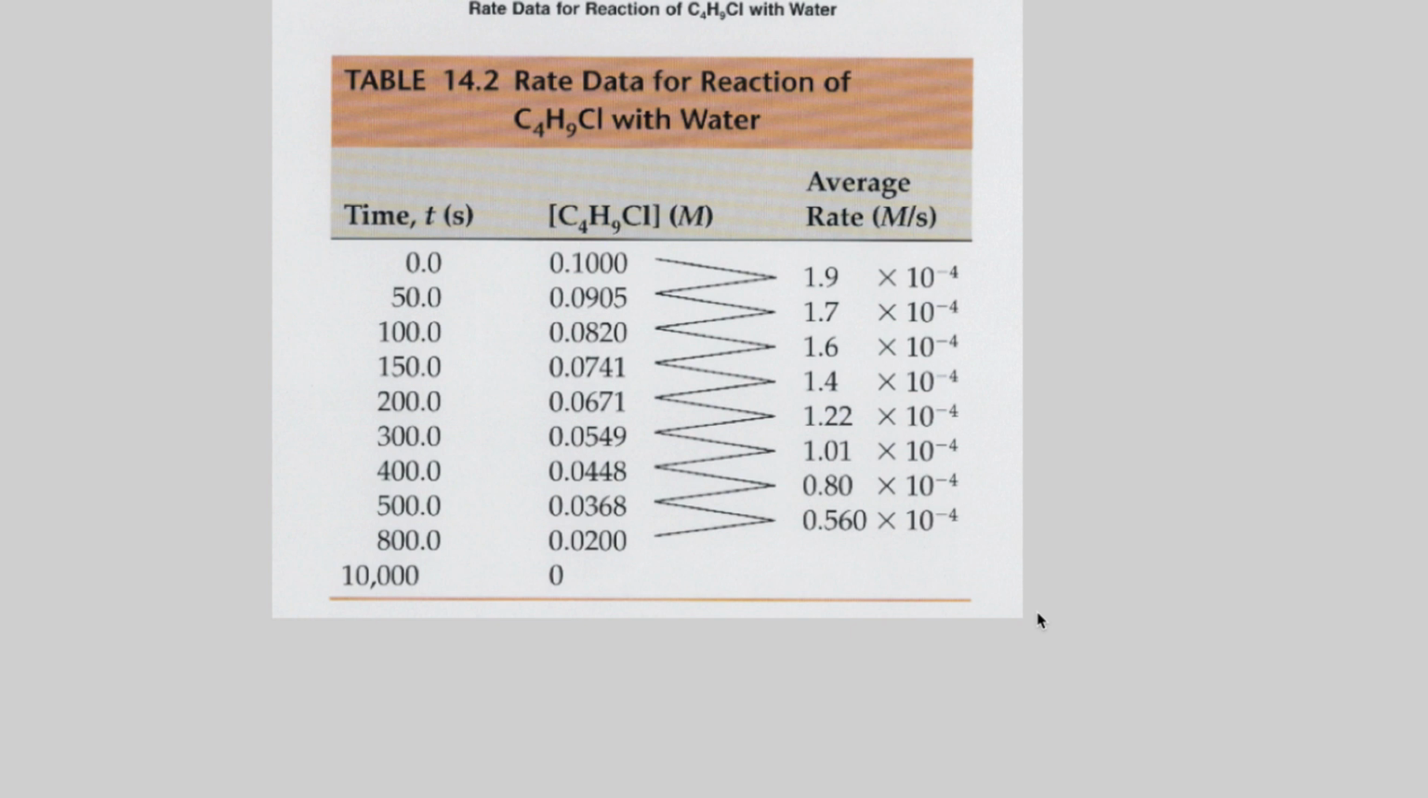Again, because these things slow down, the rate at which they're slowing down is slowing down. So we're tracking molarity. Molarity is going down. As molarity goes down, the rate goes down. And so we can do what are called average rates, which is the change in molarity divided by the change in time. And that then gives us the average rate at any given time. Is that all sounding familiar?